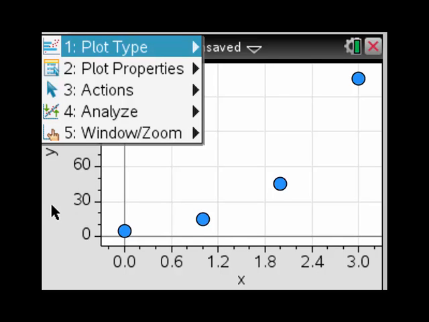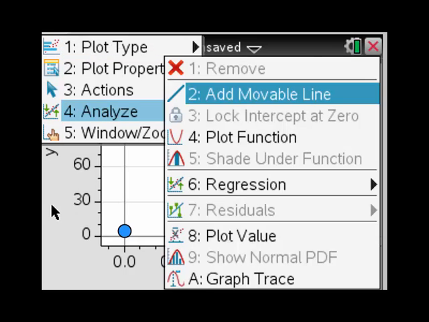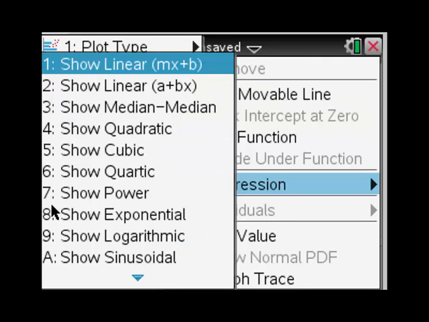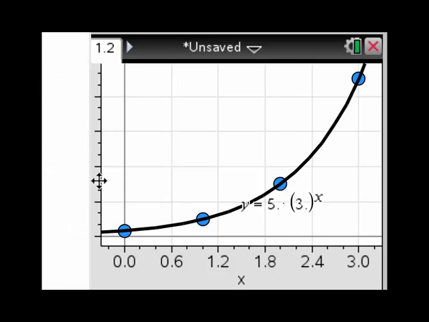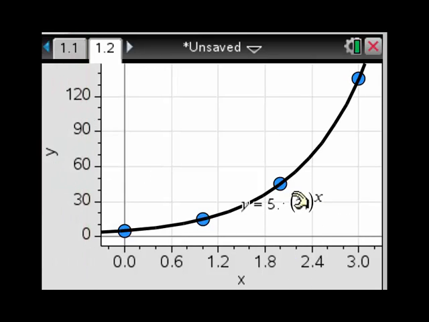Now this one's a little different. Number 4, analyze. Now you can see in number 6, the regressions. We need to pick show exponential, and there it is. The reason that I like this better is that it puts it into the equation right away for you. So you'll notice it says 5 is our a value, 3 is our b value.